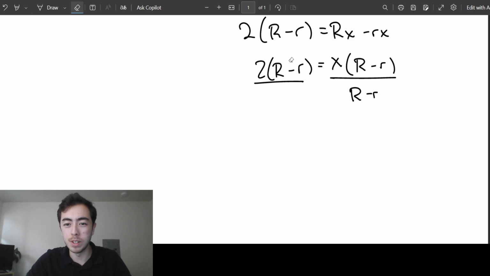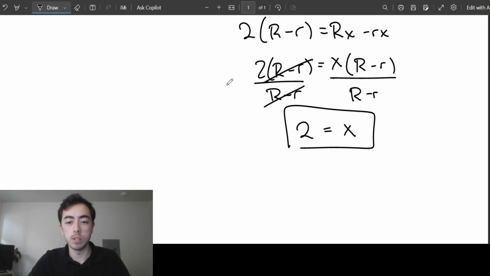Oops, that wasn't supposed to be an equal sign, but a minus sign. And then big R minus little r. So we just get x on the right, and then the difference of the radii cancels out, and so we just get x is equal to 2.